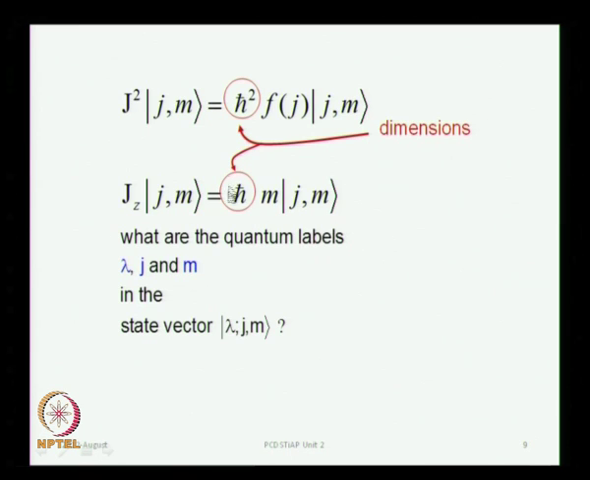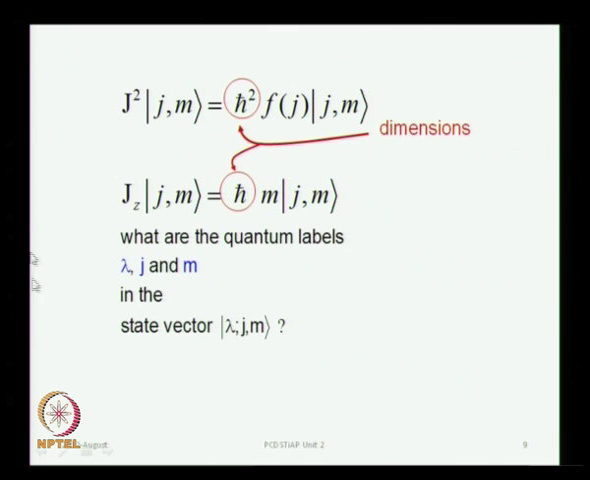Likewise for Jz, I have extracted the dimension h cross over here, which is the angular momentum dimension, h over 2 pi rather than h. That is just a matter of convenience. Then there is an additional label which is m, but at this stage I really do not know what m is, nor do I know what j is. That is something which we have to figure out.